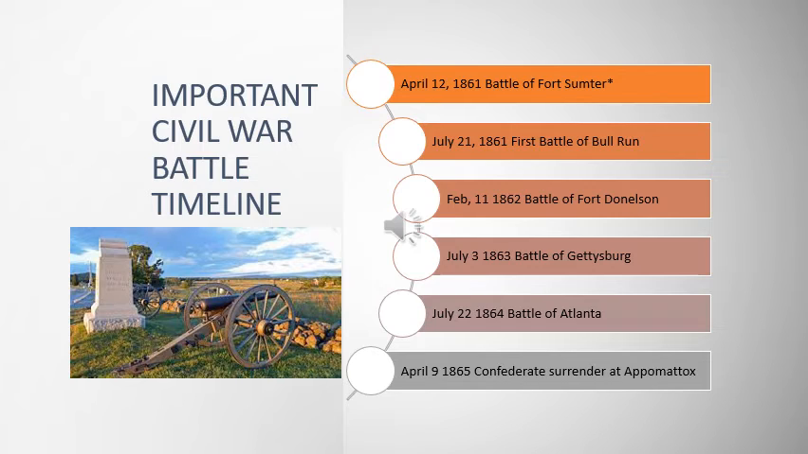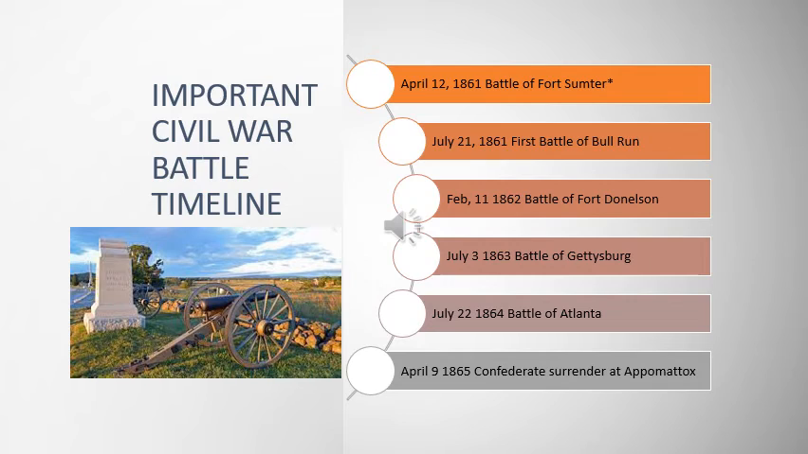February 11th, 1862. General Ulysses S. Grant leads his army for the first time in battle to victory and kills over 15,000 Confederate soldiers, while losing only 2,000 of his Union soldiers. July 3rd, 1863. Turning point in the Civil War at the Battle of Gettysburg. Over 50,000 Americans died in this battle alone.